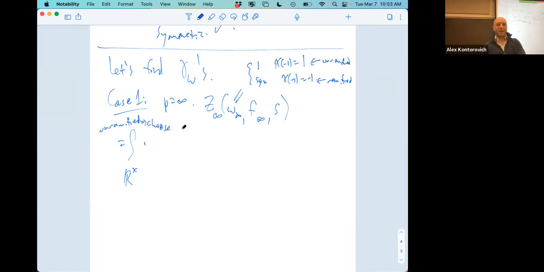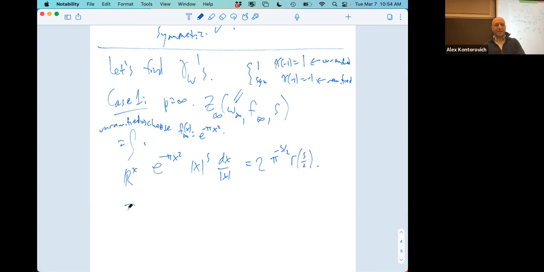If unramified, I choose f infinity to be the Gaussian, e to the minus pi x squared. Then I'm integrating over R, e to the minus pi x squared. Omega is 1, and then I get x to the power s dx over x. This integral is twice the integral from 0 to infinity. The integral from 0 to infinity we worked out already. It's pi to the minus s over 2 gamma of s over 2.